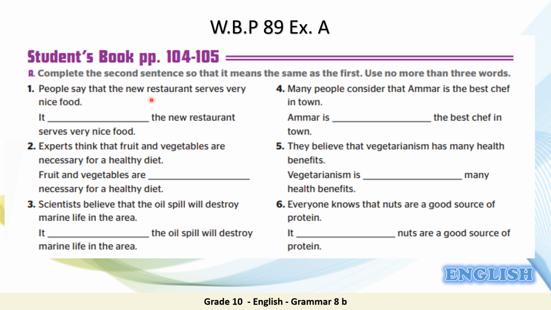People say that the new restaurant serves very nice food. Here we're going to start with it. So, which type of passive is that? That's right, it's impersonal. Now, which verbs are we going to change? That's right, it's the verb say. So the correct answer is, it is said that.